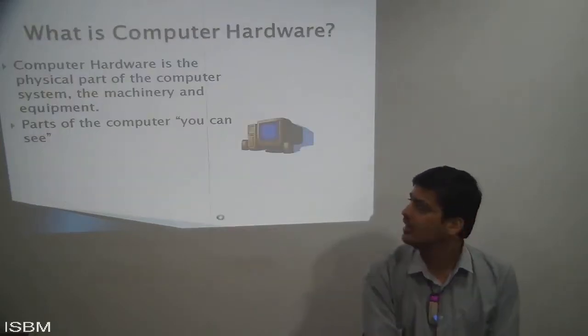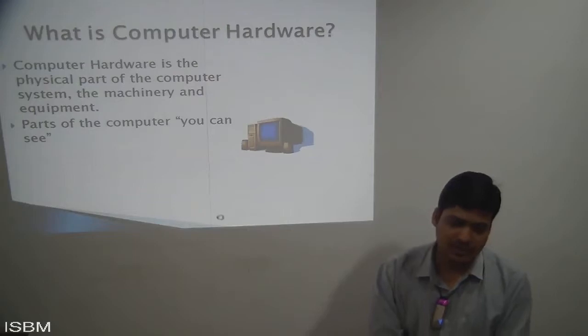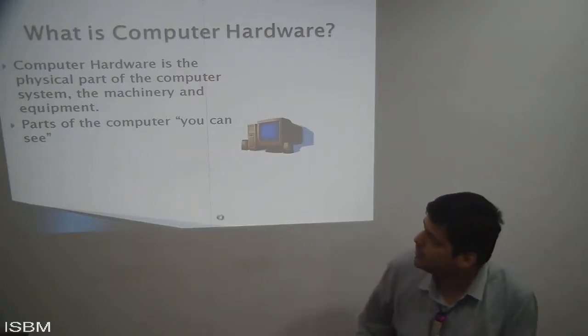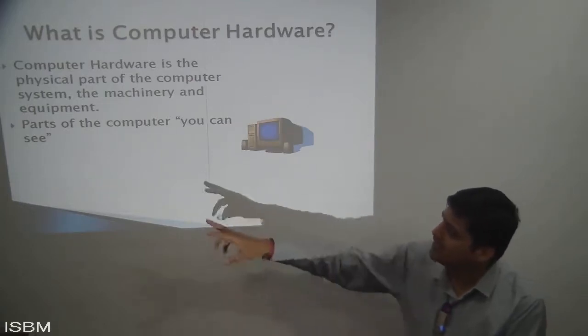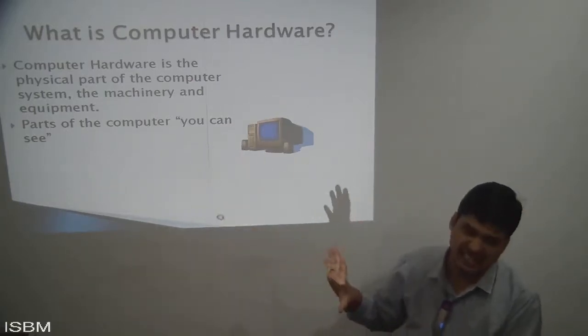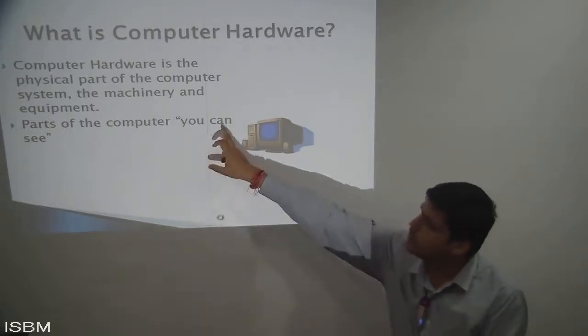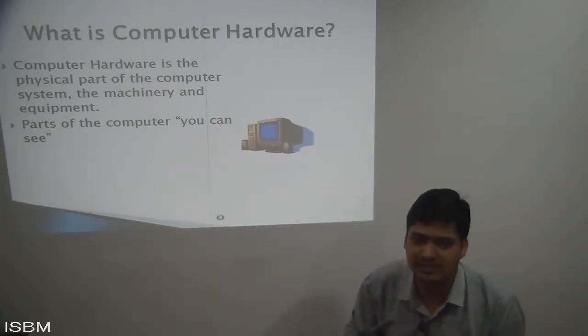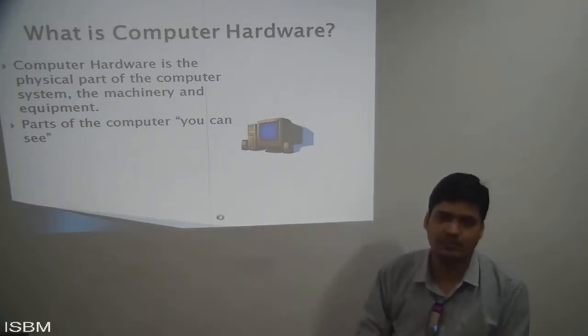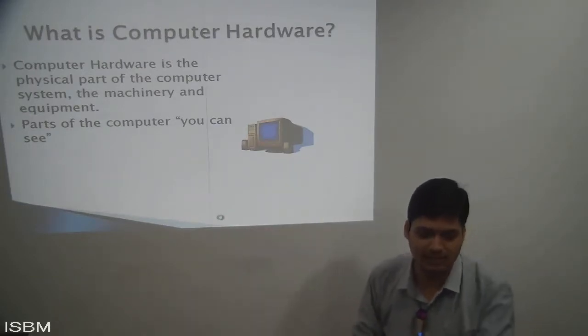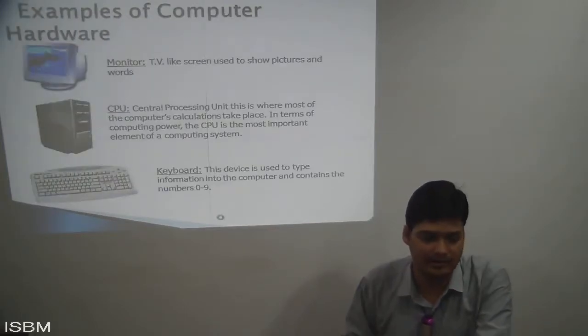So what is computer hardware? Computer hardware is the physical part of the computer system. As I told you, the machinery and equipment, the parts of the computer you can see. Not only can you see them, you can touch and feel them also. It's tangible. This is all computer hardware.